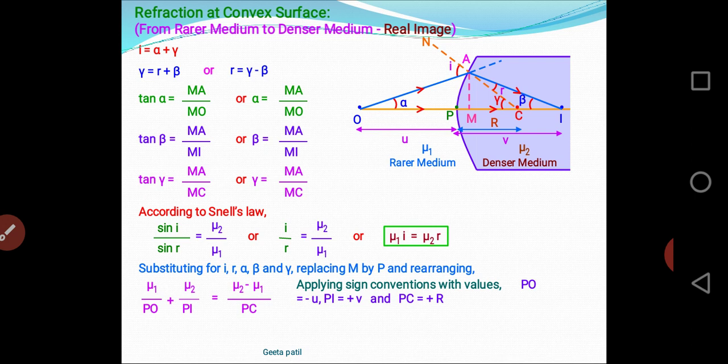Applying the sign convention with the values, the object distance is measured in the opposite direction of the incident light, therefore it is negative, therefore PO is equal to minus u, where the image distance PI is positive because it is in the direction of incident ray, therefore PI is equal to plus v, and PC is also measured in the direction of incident ray from the pole, therefore it is equal to R. By putting these values in the above equation, we can get mu1 by minus u plus mu2 by v is equal to mu2 minus mu1 by R.